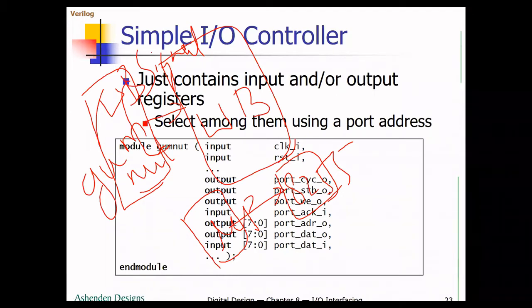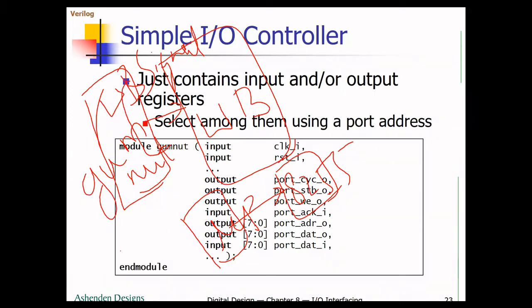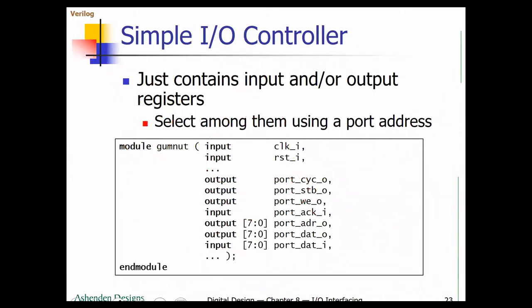Okay, what is Wishbone and all. So presently you just understand a simple IO controller. We connect through the Wishbone interface to a GUMNet processor. To understand what GUMNet is, as per your syllabus GUMNet processor is not there, but still for your understanding, you can refer to chapter 7 in textbook 1.